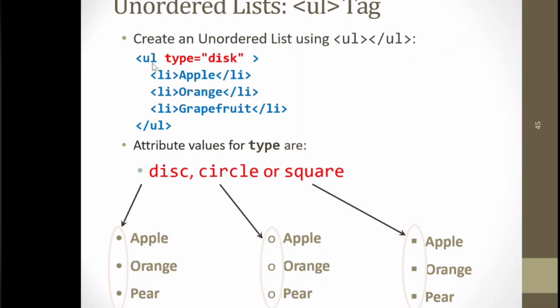Then UL stands for unordered list. Okay. So suppose we want a result something like this. We can do that. Type is equal to disk, this result. Type is equal to circle, this. Type is equal to square, this. And the default one will be this. Okay, so UL is the unordered list tag, and this is the closing unordered list tag.